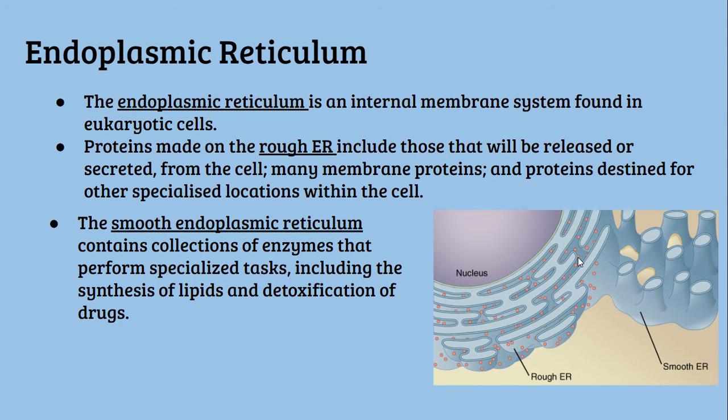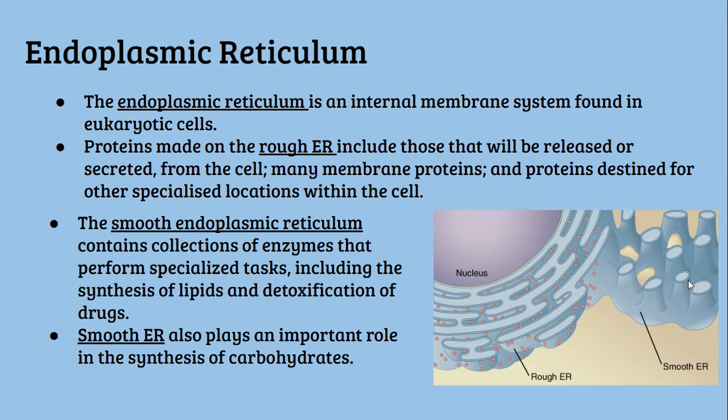But next to that is what's called the smooth endoplasmic reticulum, which lacks the ribosomes. This part of the ER contains collections of enzymes that help to perform very specialized tasks, like the building or synthesis of lipids, detoxification of drugs, and even the synthesis of carbohydrates.